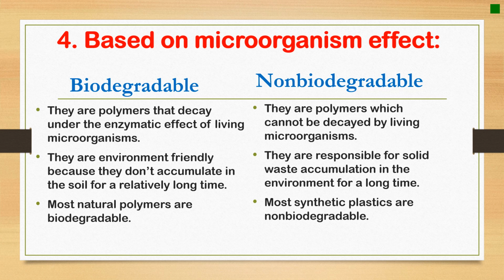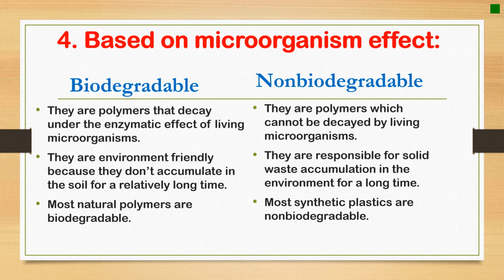The last classification we are going to talk about is the classification of polymers by basing on the effect of microorganisms. Here we identify biodegradable and non-biodegradable polymers. Biodegradable polymers are those polymers that decay under the effect of living microorganisms. So they are easily hydrolyzed by the enzymes of the microorganisms and they are chopped into small molecules or small compounds. They are environment friendly because they don't accumulate in the soil for a relatively long time.